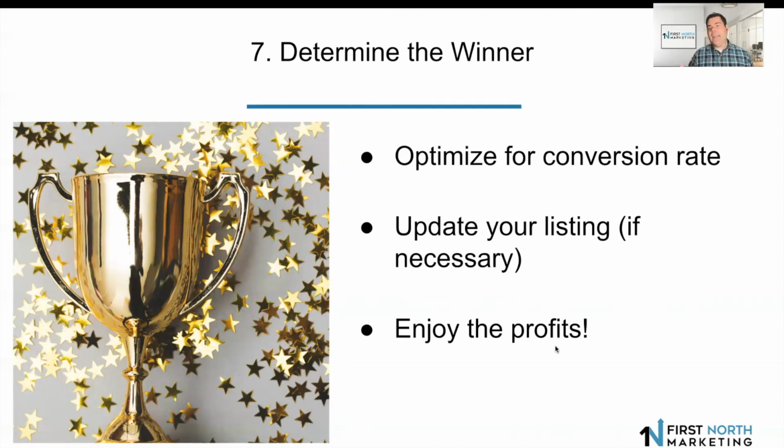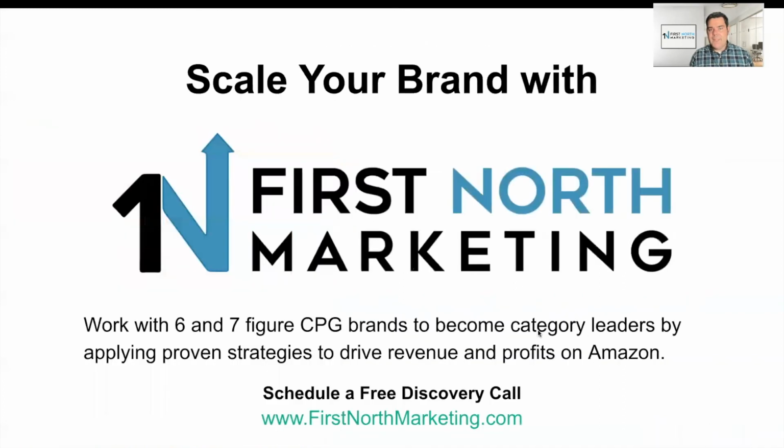In addition to that, if your title was better than the original title that you have, you want to make sure that you update that on your listing so that you can take advantage of it. And then lastly, you want to enjoy the profits out of this process. You've put all the research into what it takes to have a better title. You've set up the test, you've done all the work. Now you're increasing the conversion rate of that product and growing your brand. So you want to make sure that you're enjoying those profits along the way. And that is how we A/B test titles in order to increase our conversion rate and ultimately grow our brand.